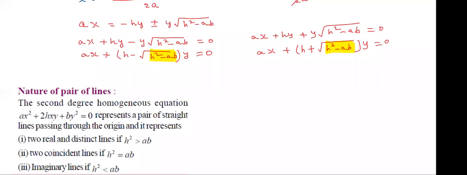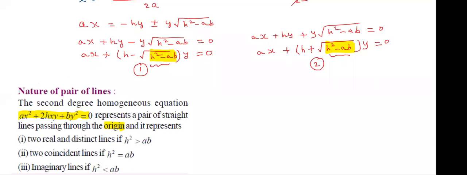Nature of the pair of lines. The second degree homogeneous equation ax square plus 2hxy plus by square is equal to 0 represents a pair of straight lines passing through the origin. What are the pair of lines? This is one line. This is another straight line. Here observe that h square minus ab.